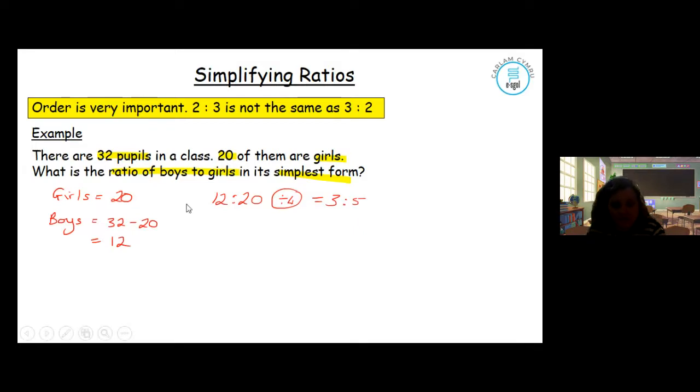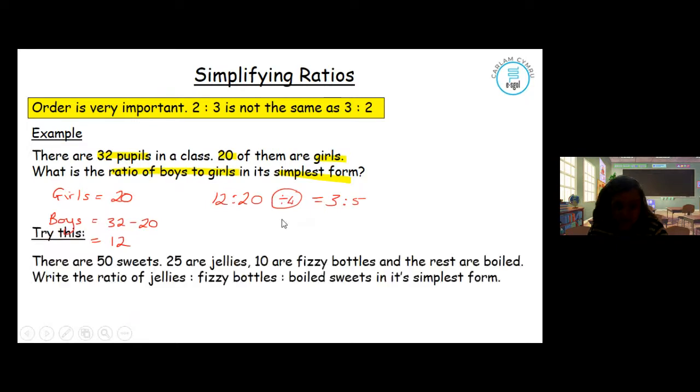Okay, so I started by saying, right, how many girls, how many boys? Write that in the order that the question says, so boys to girls, so boys first, then girls, then simplify it down. Okay, if you can try the one on the bottom, please. So I'll read through it. There are 50 sweets, 25 are jellies, 10 are fizzy bottles, and the rest are boiled. Write the ratio of jellies to fizzy bottles to boiled sweets in its simplest form. So I'll give you some time to pause the video before I go through this.